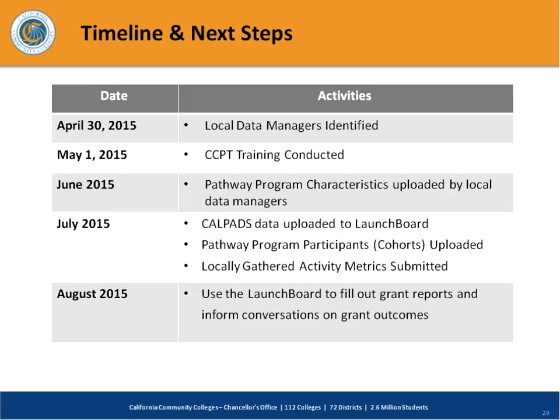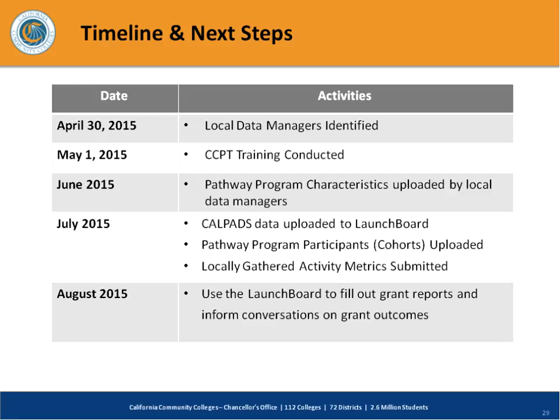So let's talk a little bit about timelines. The first reports are due in August, and so that means that we do have a fairly tight timeline between now and then to get information into this new tool. So what we're requesting is that by April 30, you should have all of your local data managers identified. So you want to go back to all your districts, figure out who the right person is, go to all your community college partners, and decide who it is that's going to load that information about the definition of what that pathway program looks like at the local level, and who's going to be uploading your cohort, and who's going to be uploading the attainment of all of those other activity metrics.